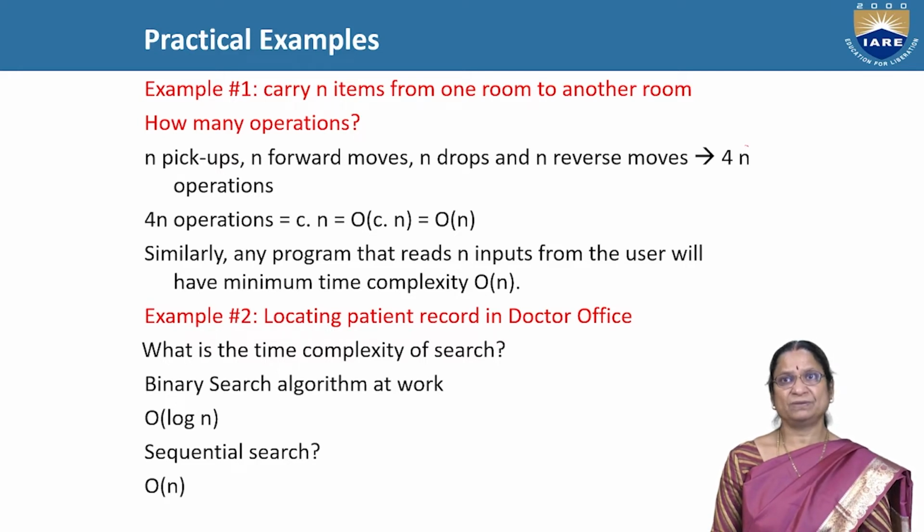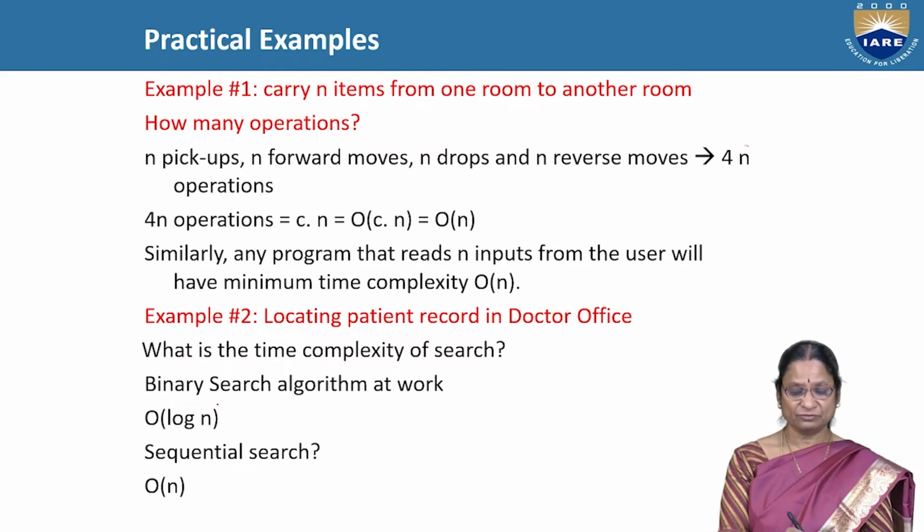Various numbers of records will be there. For example, n records are there. So we have to search for a particular patient record. We can use various kinds of searching techniques, which we'll discuss further, and even in data structures we might have already studied. So the binary search algorithm will be there. The sequential search algorithm will be there.